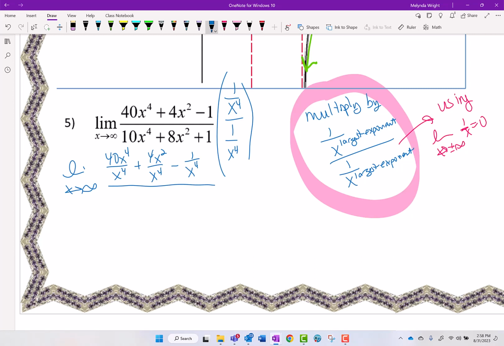Now let's do the bottom: 10x to the 4th over x to the 4th, and 8x squared over x to the 4th. Let me just get it written, and I'll let you catch up. I'm just distributing 1 over x to the 4th to all the terms in the numerator and all the terms in the denominator.